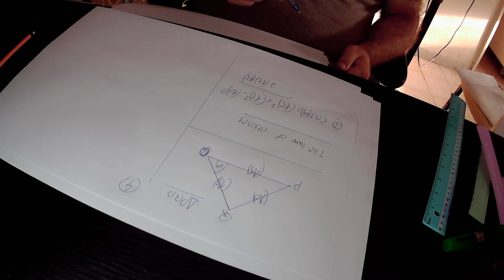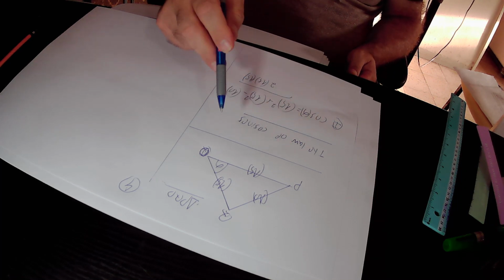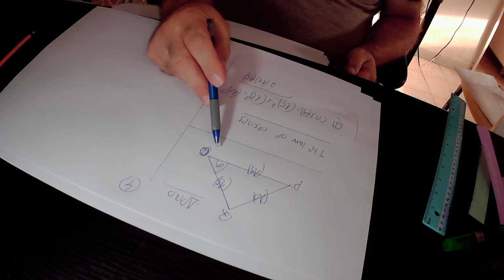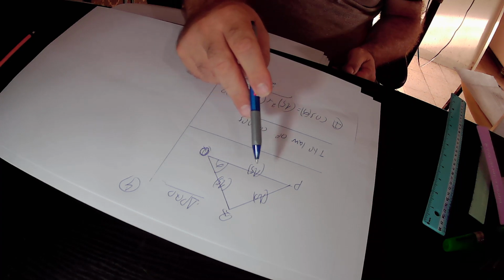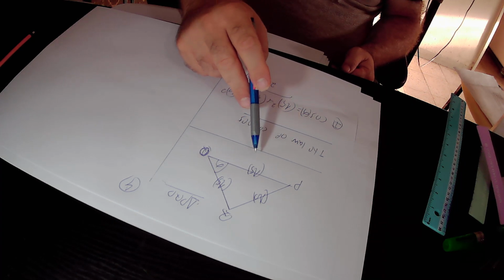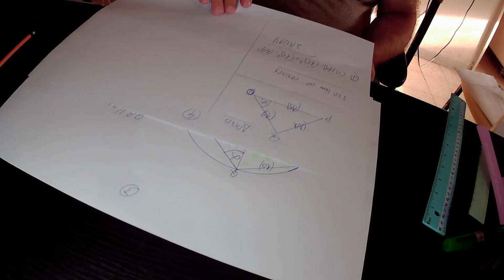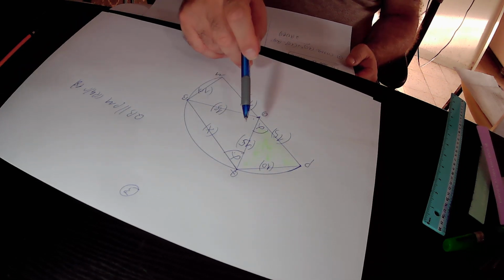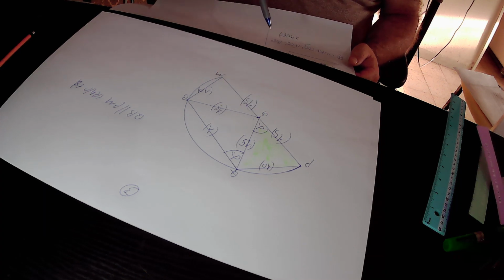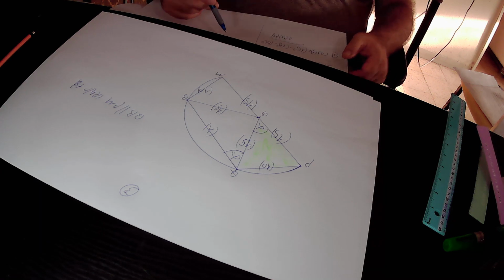Then again, according to the law of cosines, in this triangle PQO, cosine alpha equals 15 squared plus 15 squared minus 10 squared over 2 times 15 times 15. This is equation 1. In the next step, I'll copy this white triangle QOB here and implement the law of cosines on this white triangle.